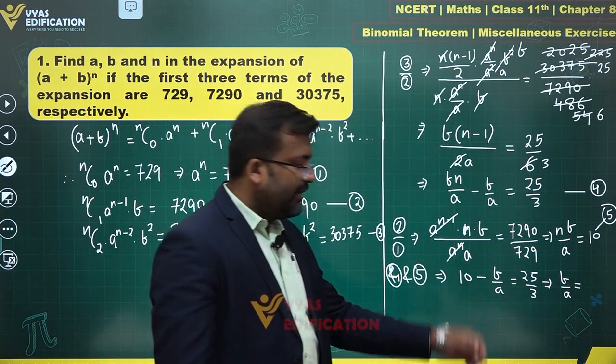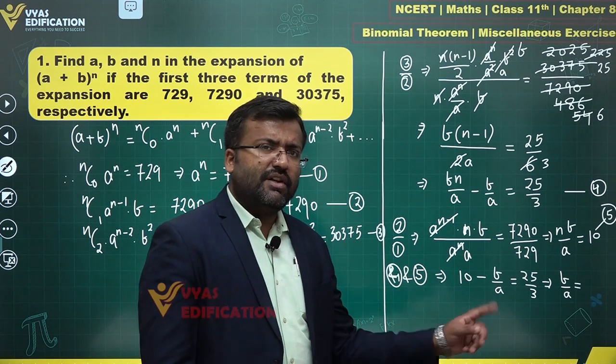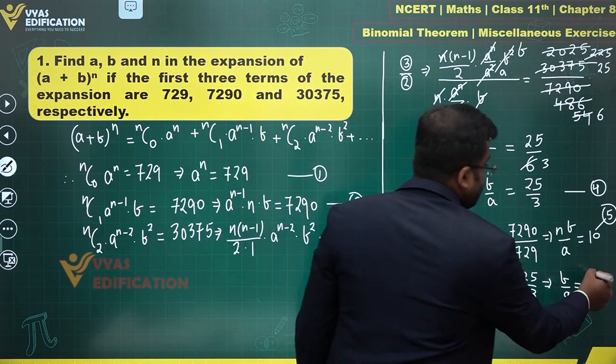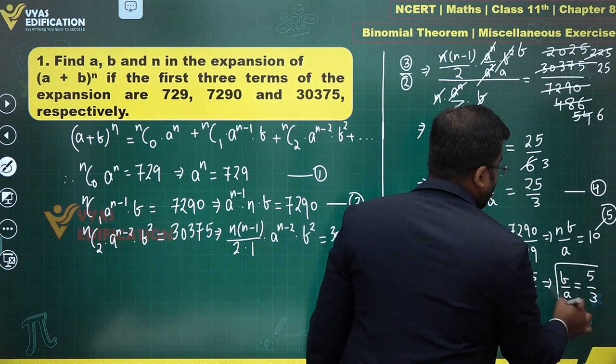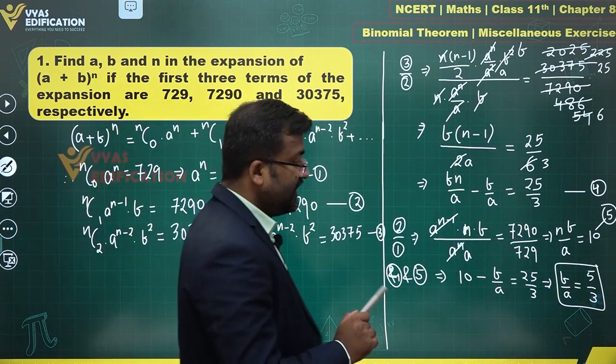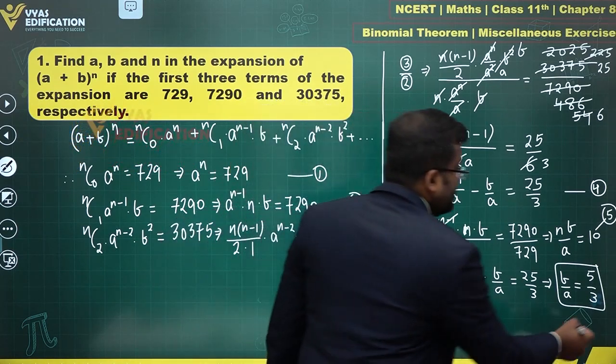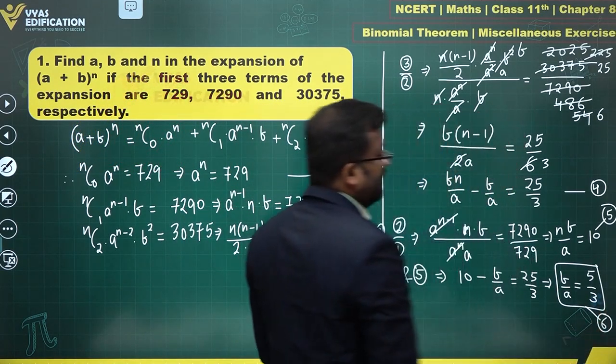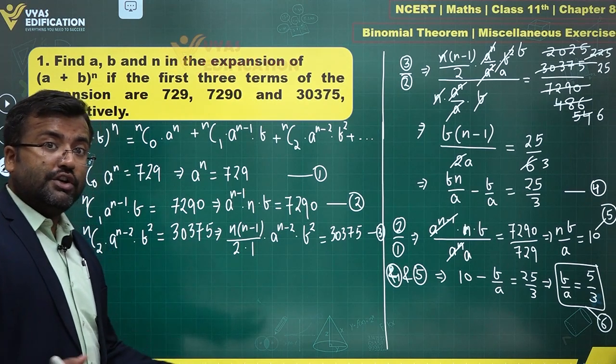10 minus this 25 by 3, right? This will be 30 minus 25, which is 5 by 3. This becomes 5 by 3. Okay. B by A becomes 5 by 3. This is another equation once again. This is not the value of B or A. This is another equation. Let's call it the 6th equation. Okay. So many equations are obtained.